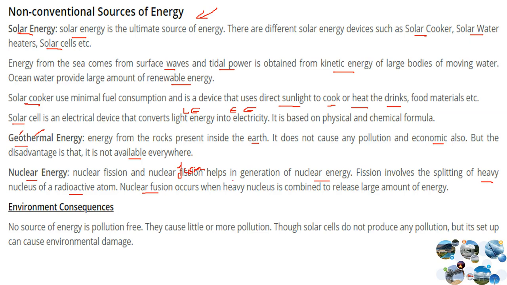Then environmental consequences are there. What are these environmental consequences? No source of energy is pollution free. Means it will create a little bit. Some create a lot of pollution, some may create very little pollution. If you see solar cells, they do not produce any pollution, but if you set them up, it may cause environmental damage. So there is always a trade-off. It entirely depends on the usage and the application where you are going to employ this.